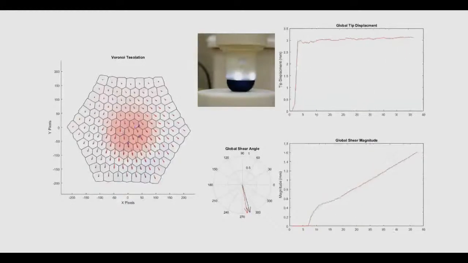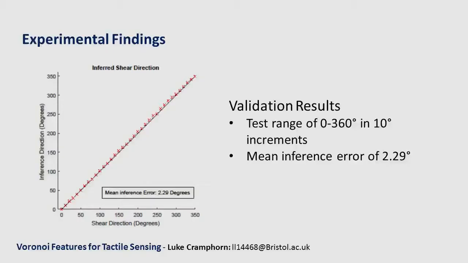The results show that the inference of shear direction can be achieved with a mean error of 2.29 degrees, without the use of black box classifiers or regressors. Supervised learning methods will have a lower error than demonstrated here, but without the need for training and prior knowledge of the stimulus, the demonstrated methods are more versatile in general.